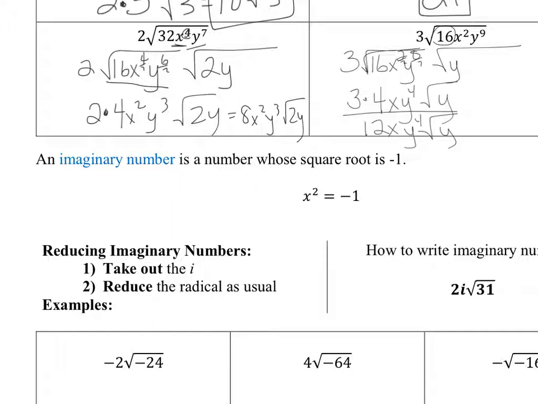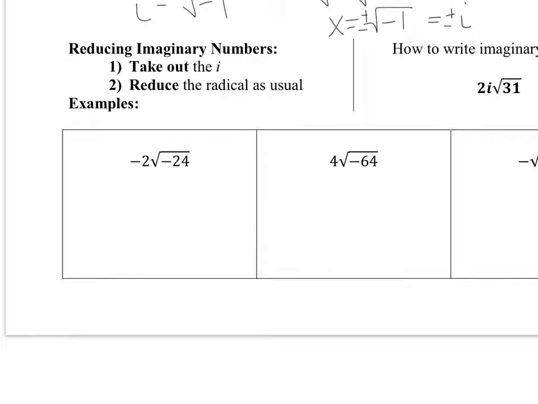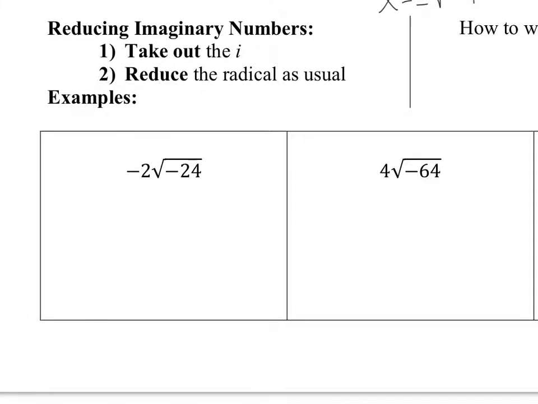So when you have a negative underneath, it's what we call i. This is where complex numbers come into play, an imaginary number. An imaginary number is when you take the square root of -1. So the square root of -1 is i. So that's it, i is the square root of -1. It basically just gives us a little shortcut into how to reduce these radicals.